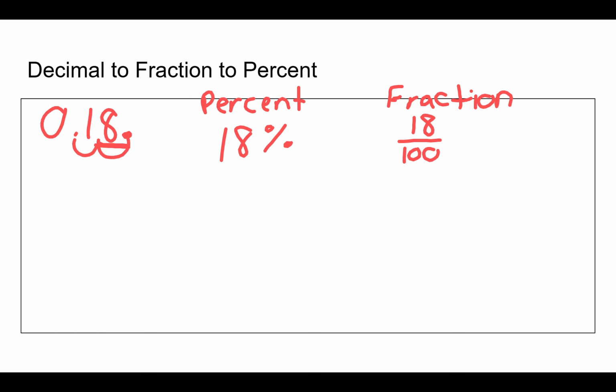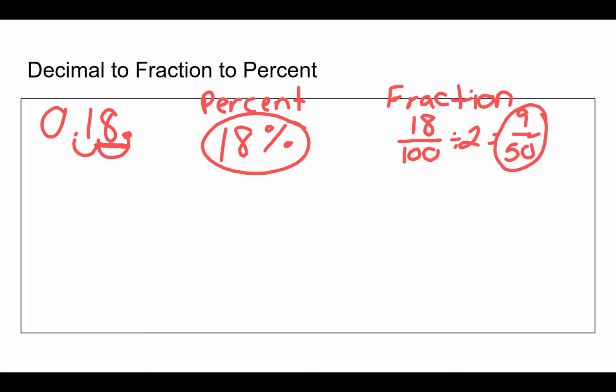So the last step, simplify it. What number goes into both 8 and 100? Well, they're even numbers, so we can divide by 2. And that's going to give us 9 50ths. There's not a number that can go into 9 and 50 evenly, at least. So this would be our fraction. So we have a fraction and a percent, and we started with 0.18.